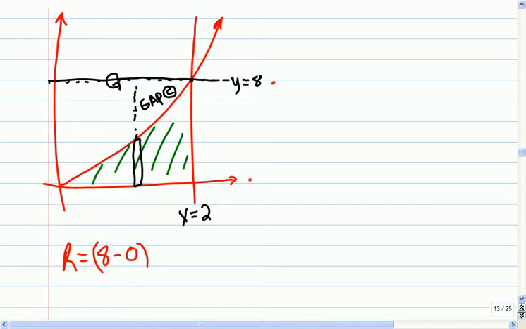Then if I look at the small radius, the small radius is this gap that I want to remove. So the small radius is going to be 8 minus 2x squared. So that's the, from here, subtract that off.